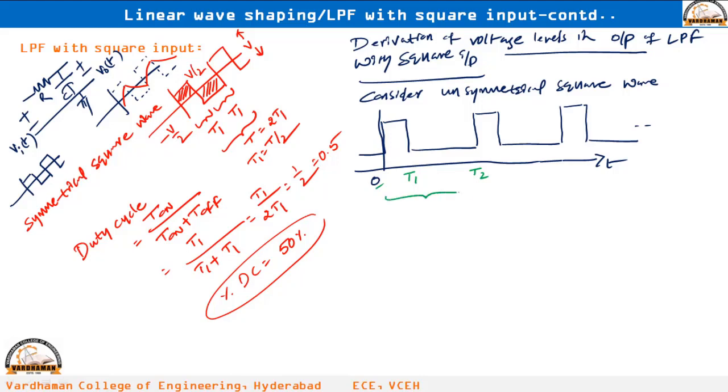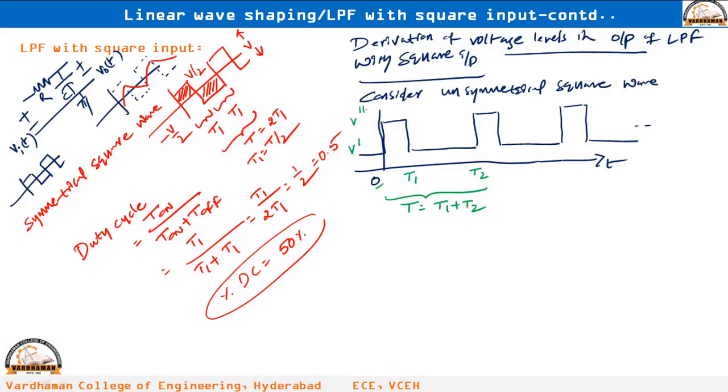Then the total time period is given by T, that is equal to T1 plus T2, like this we have taken. Then for the voltage levels, the lower voltage level I am taking as V dash, and the upper voltage level will be V double dash. In the textbooks also they have represented like this only, so we can use the same notations without any confusion. So we have taken like this.